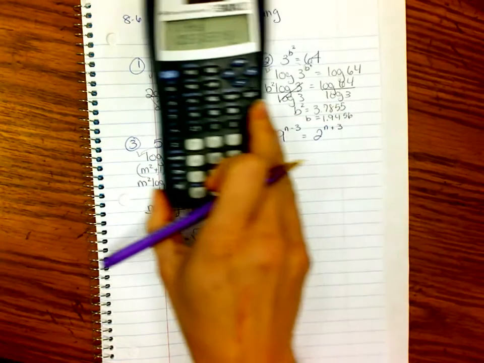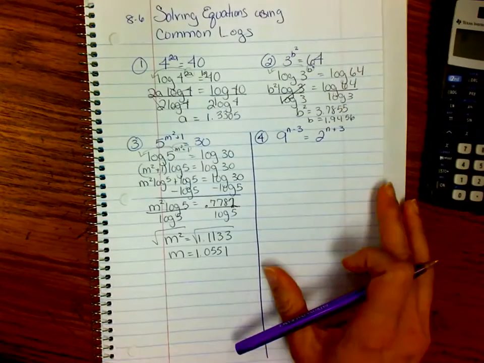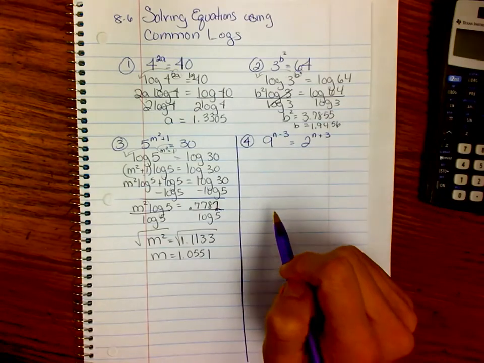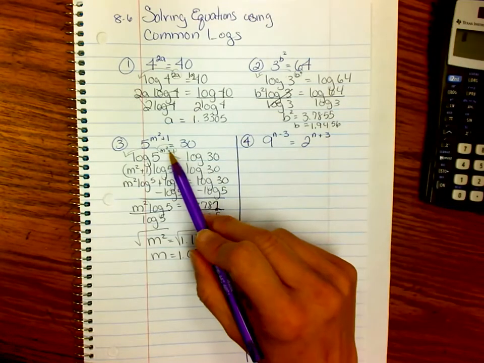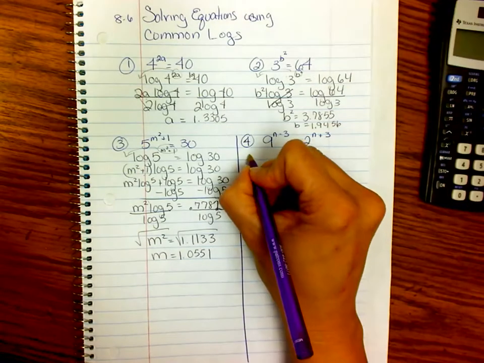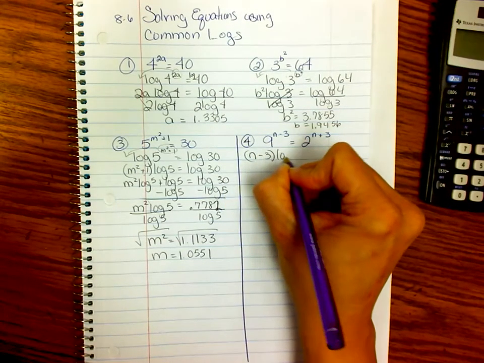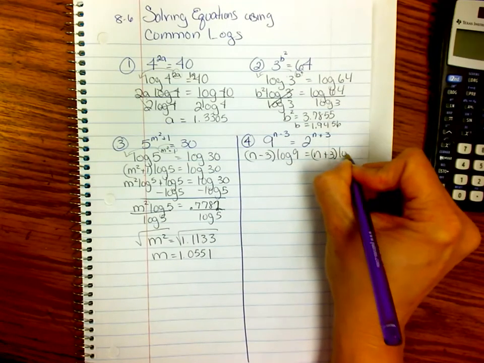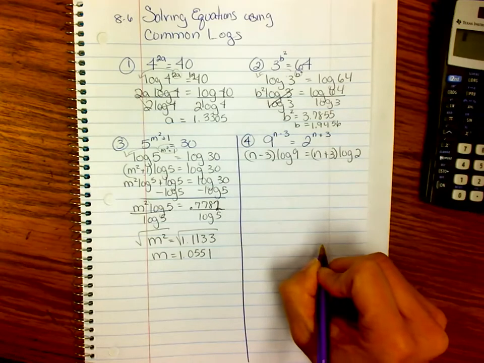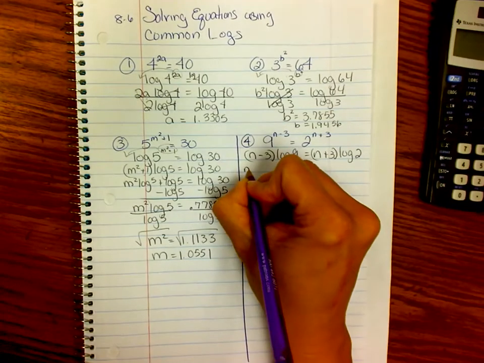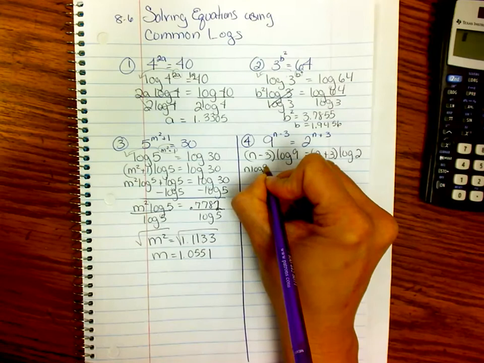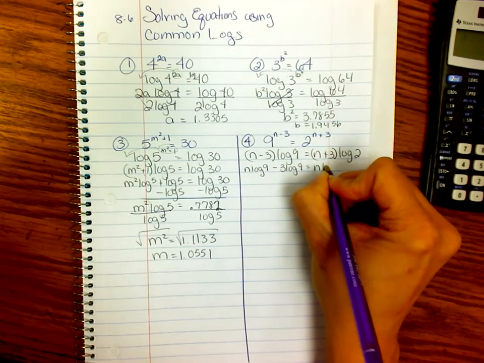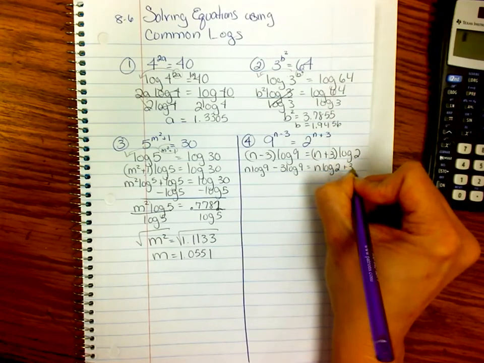Okay, on to the next one, which is a little more complicated because we have binomial exponents on both sides. So I'm going to, again, take the log of both sides. I'm going to skip that step. I'm just going to put it down in front. So I'm going to say n minus 3 in parentheses times the log of 9 equals n plus 3 times the log of 2. And now I'll use my distributive property. So I'm going to get n log 9 minus 3 log 9 equals n log 2 plus 3 log 2.